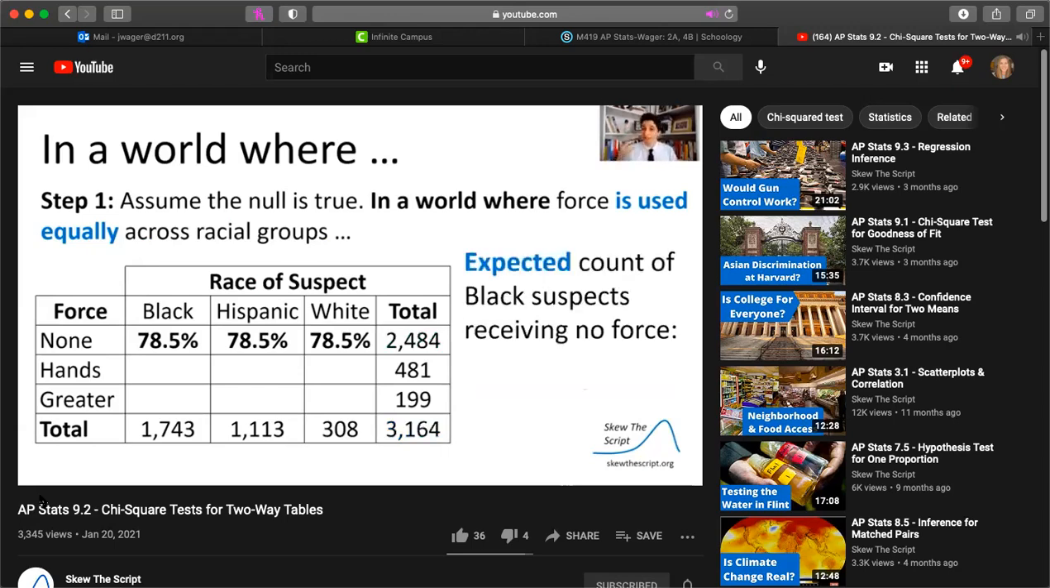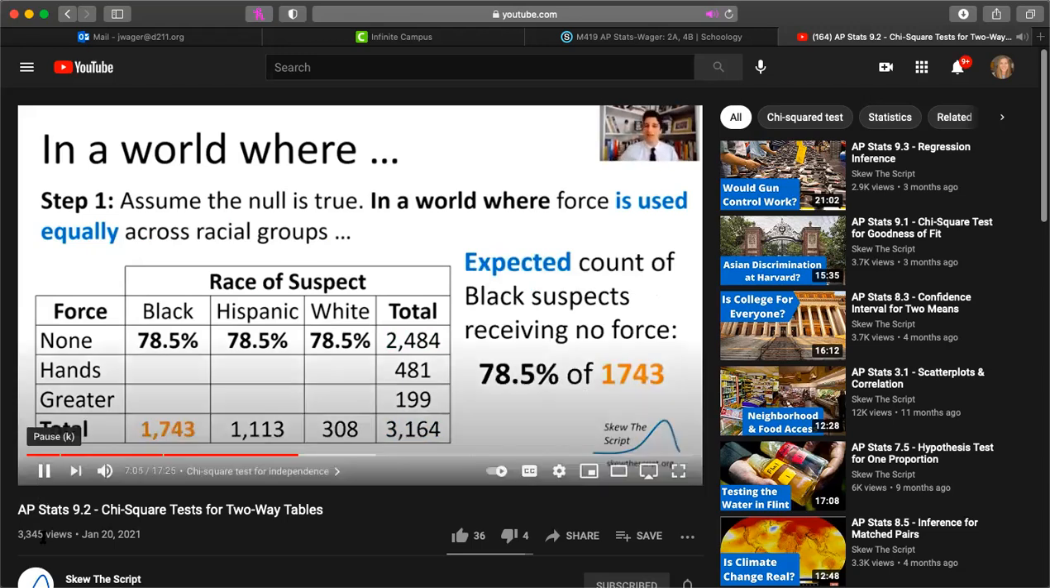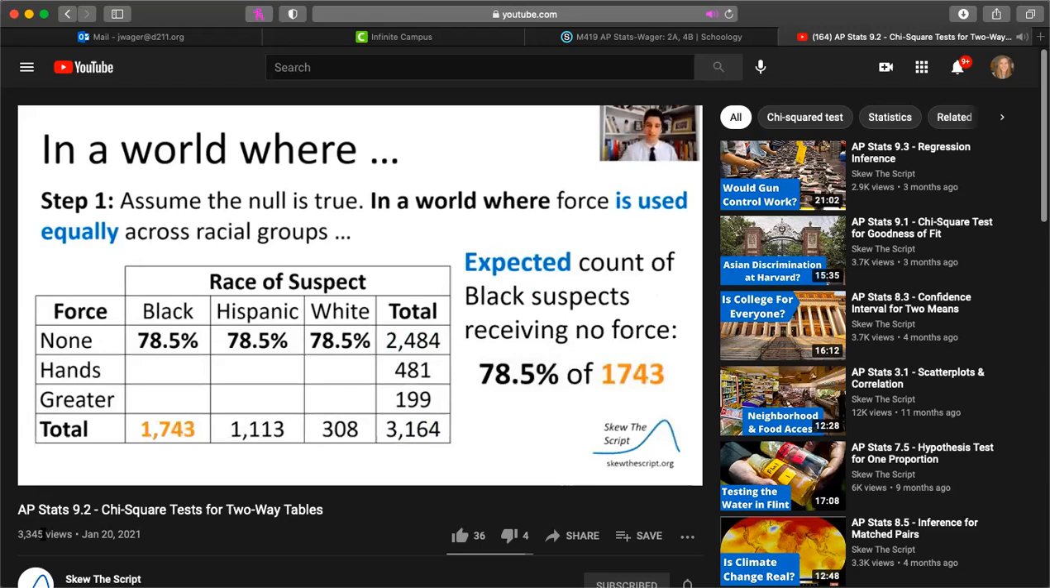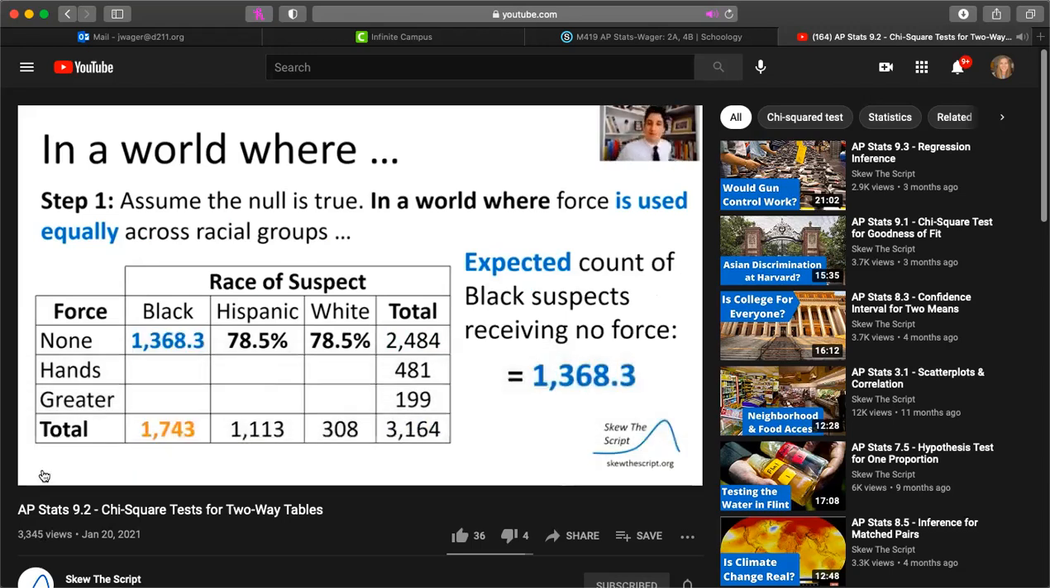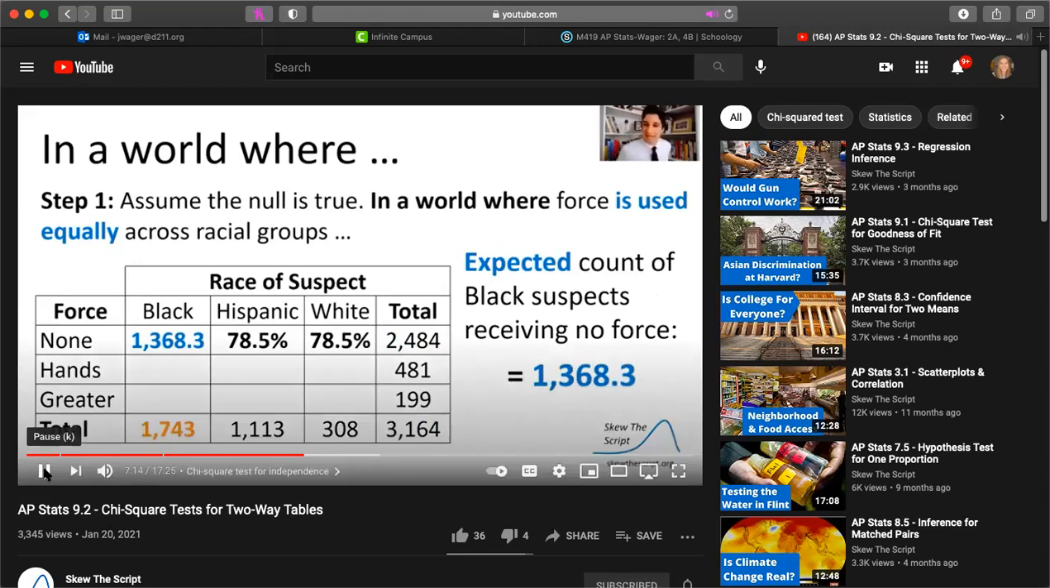So to get these in terms of expected counts with our different sample size for each racial group, we can do a second multiplication. When you find 78.5% of 1,743 black suspects stopped, that's 0.785 times 1,743, and that's about 1,368. Now I'm going to pause again real quick.